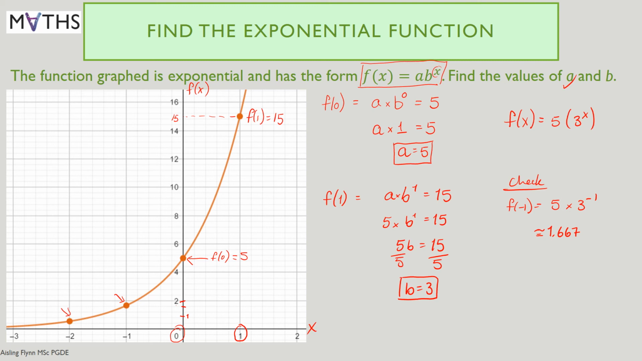Okay, if you wanted you could check for the minus 2 also. So there you put f of minus 2 is 5 times 3 to the power of minus 2, and I get 0.5 recurring. That's what that dot on top of the 5 means. It means it repeats, so we'll just say 0.556, and that's about right. I can't really tell from this scale, but it's about right.